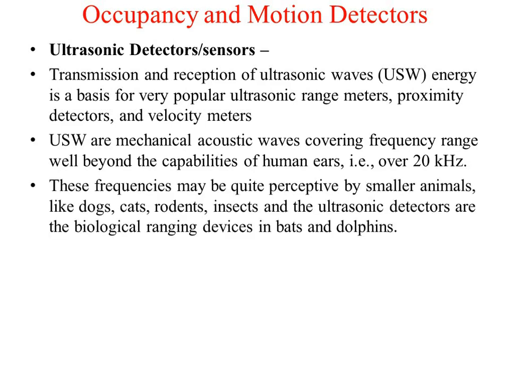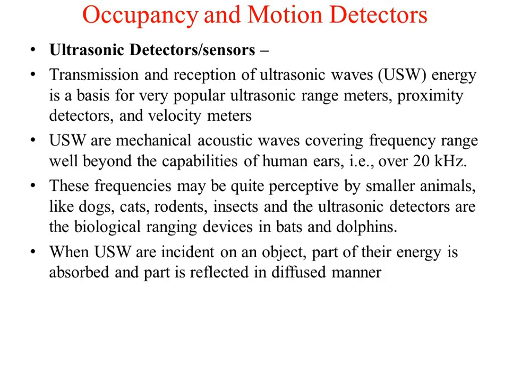So these are the frequencies which are generally perceptible by small animals like dogs, cats, rodents, and insects. Generally you might know that bats and dolphins are very sensitive to such frequencies. Cats and rodents, just like a mouse, the family of mouse. These are the animals which are receptive to such frequencies.